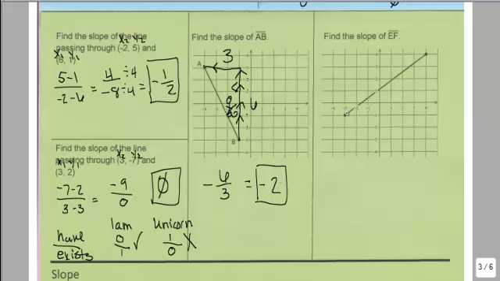And then over here, we're going to rise 1, 2, 3, 4, 5. And we're going to run 1, 2, 3, 4, 5, 6, 7. So 5 over 7. Let's see if it's positive or negative. Take my little guy, and he's moving from left to right, and he ends up going up. So that's positive. 5 over 7 is your slope for that one.